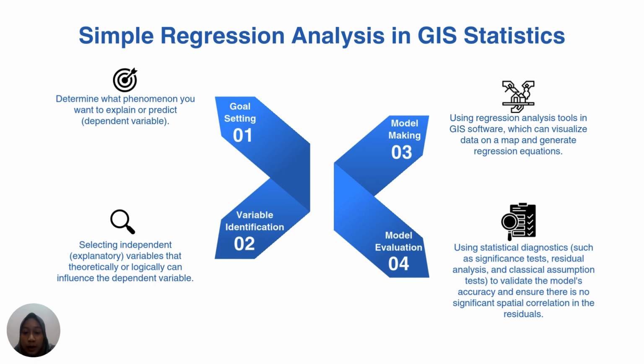The third, model making. Using regression analysis tools in GIS software, which can visualize data on a map and generate a regression equation. And the last, model evaluation, using statistical diagnostics such as significance test, residual analysis, and classical assumption test to validate the model's accuracy and ensure there is no significant spatial correlation in the residual.